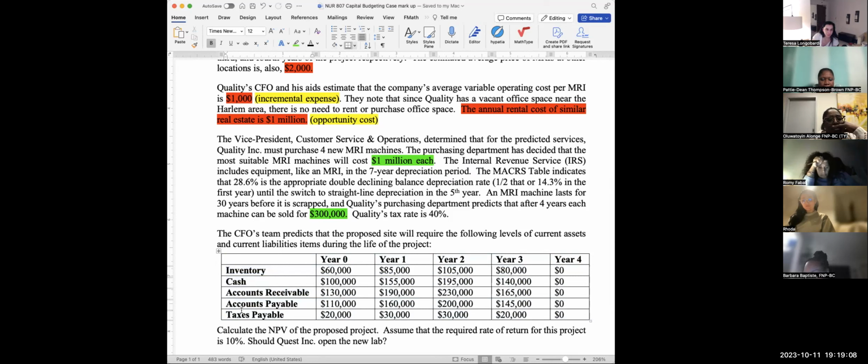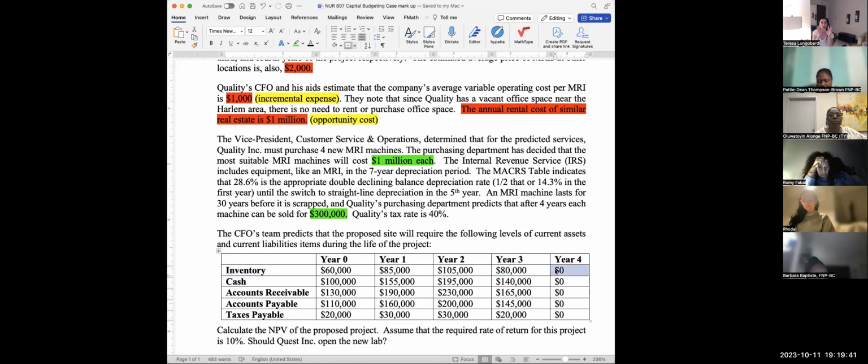And so we anticipate that Quality is going to need inventory amounting to $60,000 upfront to operate. So these are for operating expenses, operating the business, daily operations. That's current assets and current liabilities. By the end of the first year, we're going to need $85,000 worth, and then $105,000 worth, and so on. By the fourth year, we don't need anything.